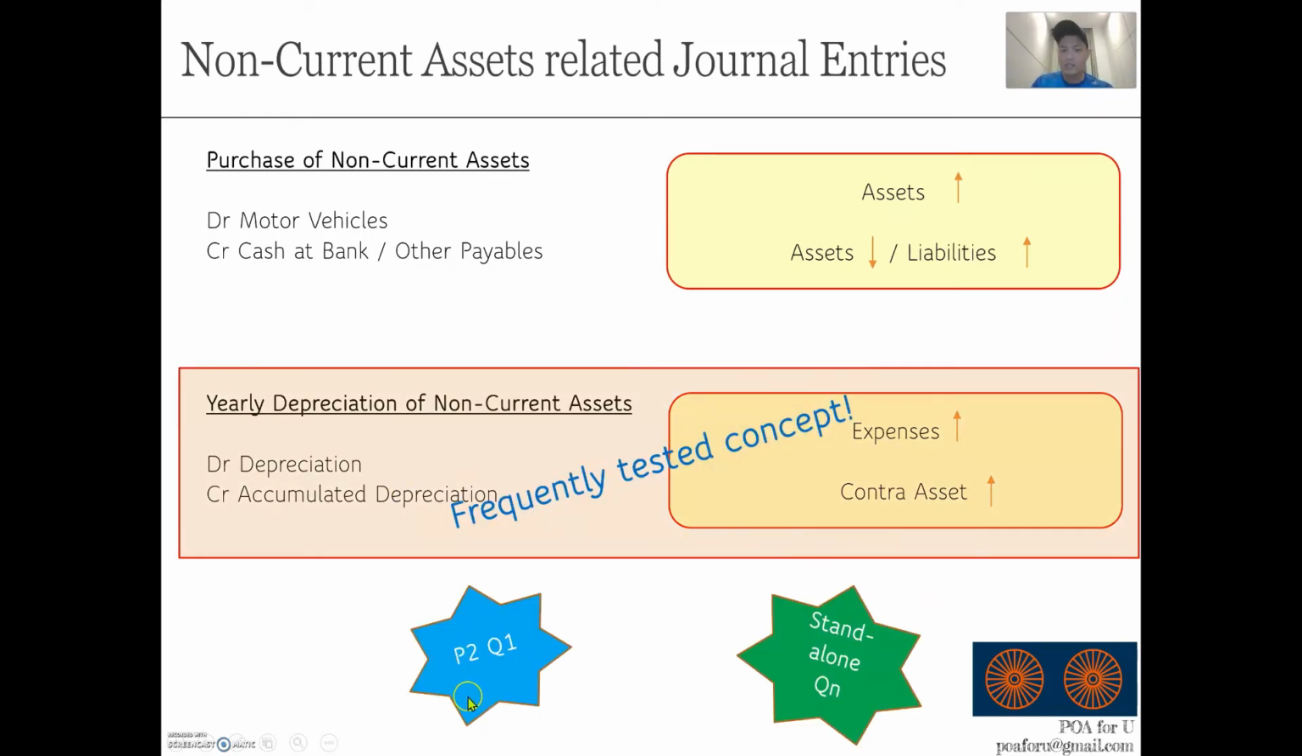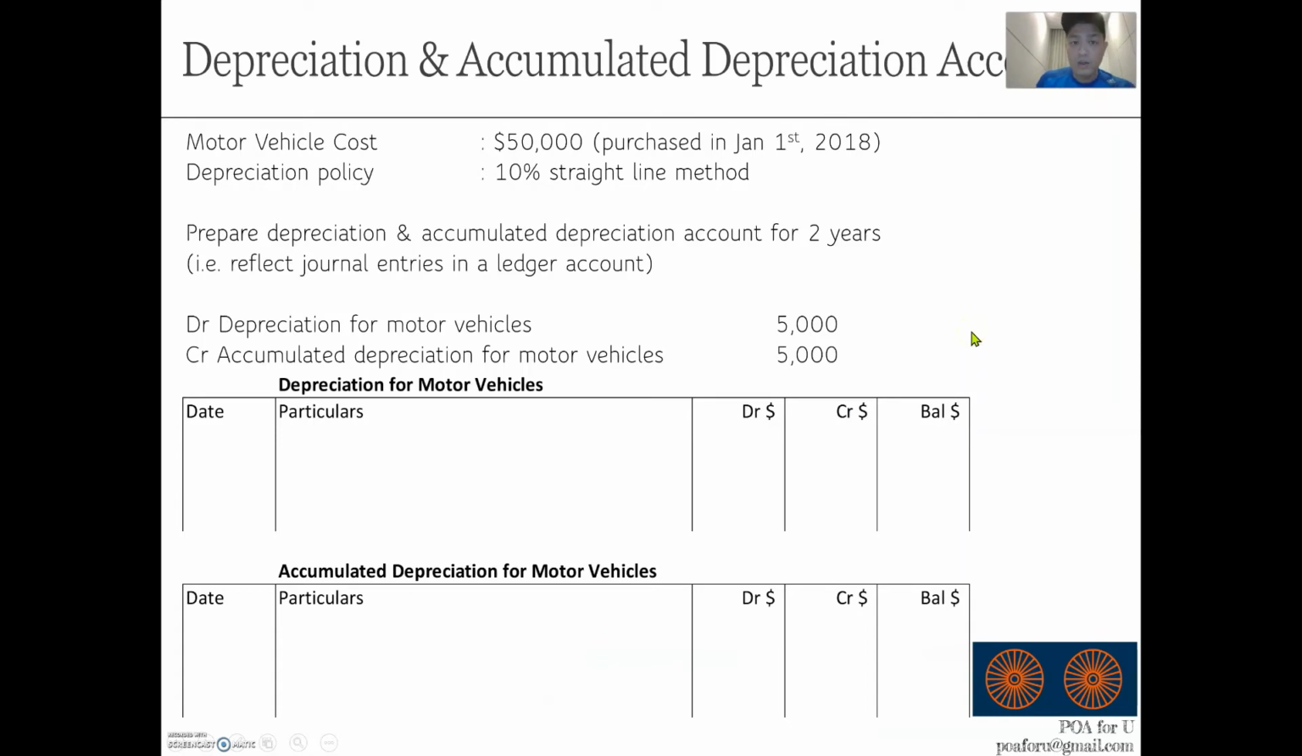Now, frequently tested concept. I told you, paper 2 question 1, you have to understand these journals. These are the journals that will underpin the correct answer to your depreciation adjustments in paper 2 question 1, and there are standalone questions as well, like I showed you earlier. Because there are standalone questions, I will show you how the journals would then translate into ledgers like this, because you would be expected to compute what the depreciation and accumulated depreciation accounts look like over several years, mostly 2 years. So I'll show you with this example.